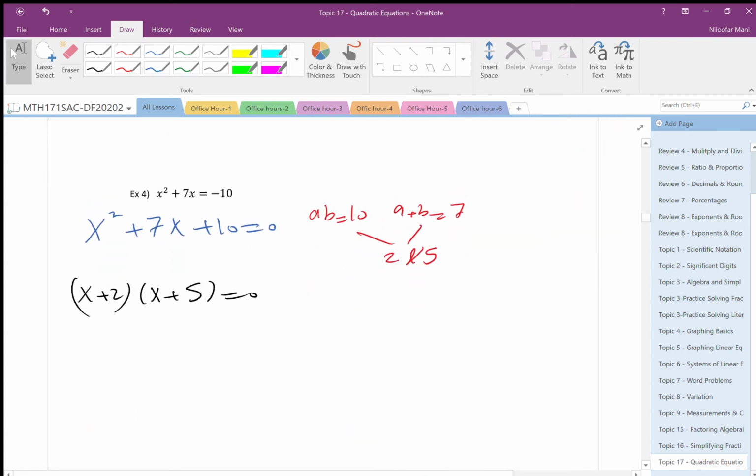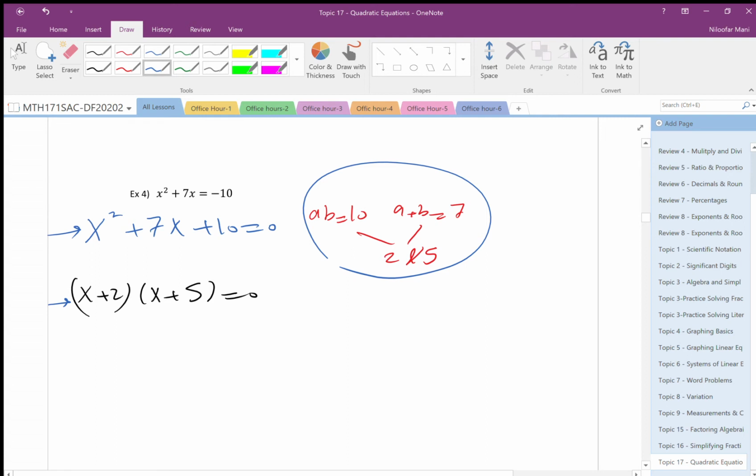How about here? Okay, I can take everything to one side. Yes, I do that. Then I can look for two numbers. Can I factor? Yes, and then I factor. Look at here. Yes, I factor. Now, what is the answer?